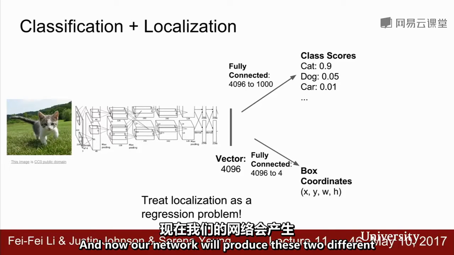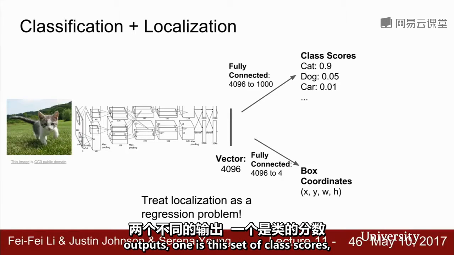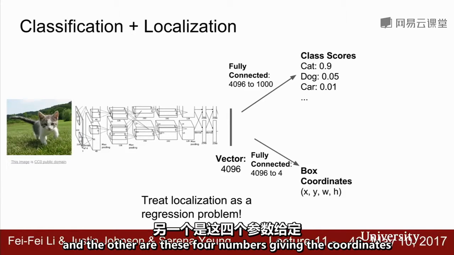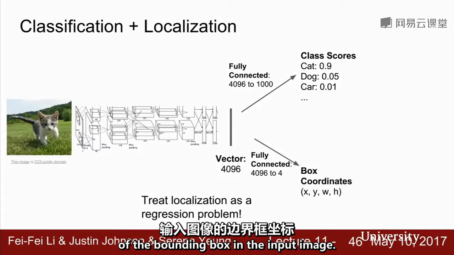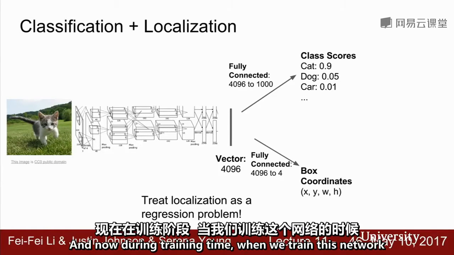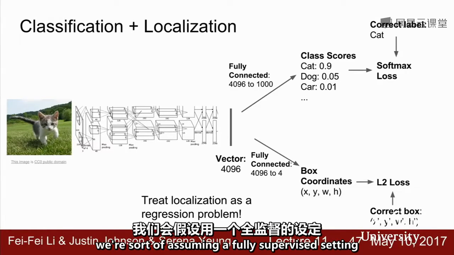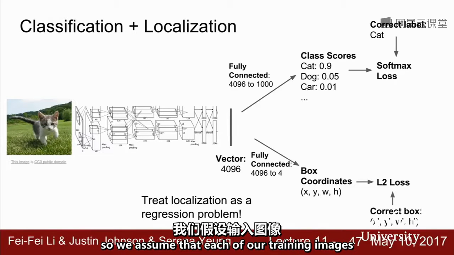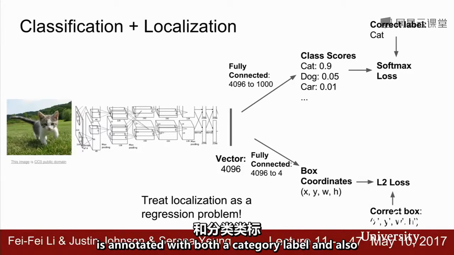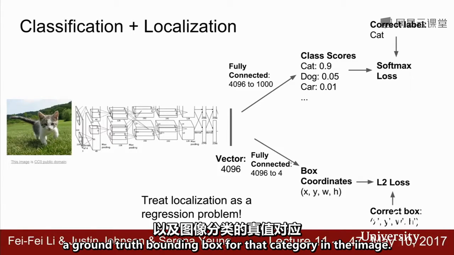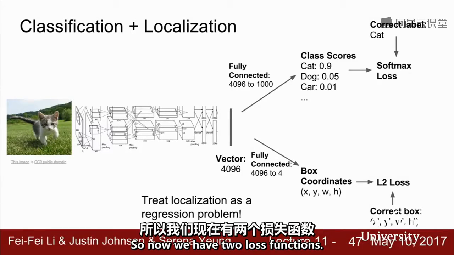And now our network will produce these 2 different outputs. One is this set of class scores, and the other are these 4 numbers giving the coordinates of the bounding box in the input image. And now during training time, when we train this network, we'll actually have 2 losses. In this scenario, we're assuming a fully supervised setting. So we assume that each of our training images is annotated with both a category label and also a ground truth bounding box for that category in the image. So now we have 2 loss functions.